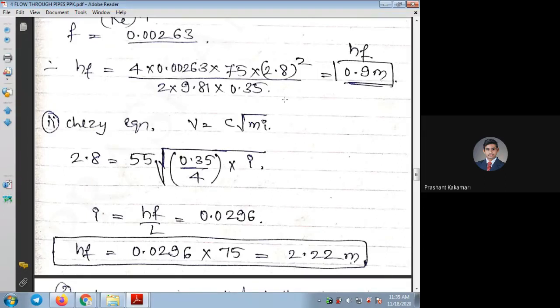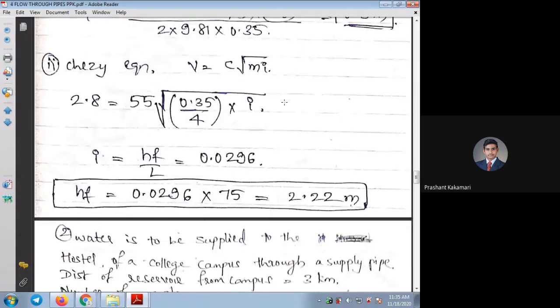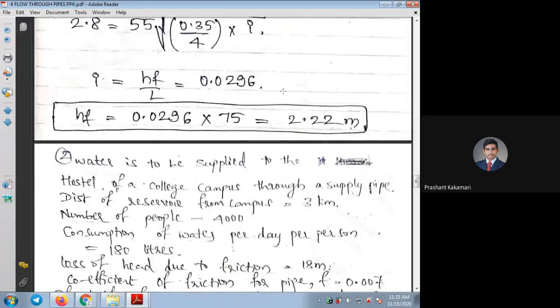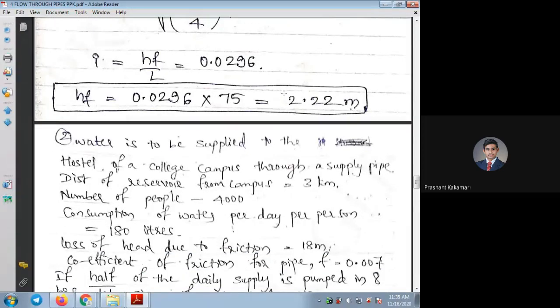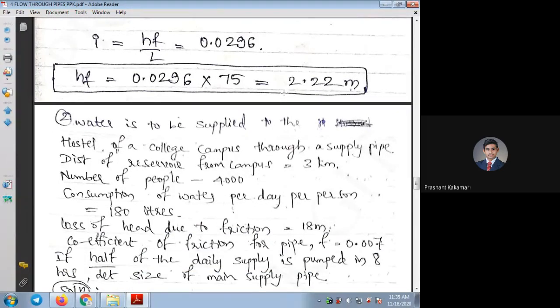Okay, so these are the values we are finding by the formulas given by those people. Okay, I hope this problem is understood by all. We'll take one more problem and solve it. The next problem is: water is to be supplied. So this is like an application problem. Water is to be supplied to the hostel of the college campus through a supply pipe.